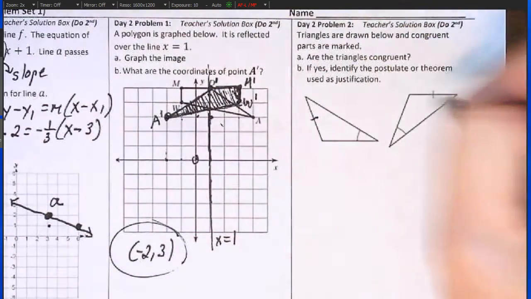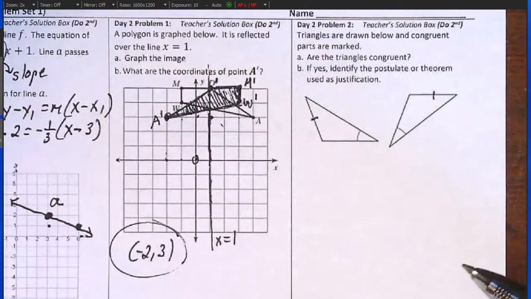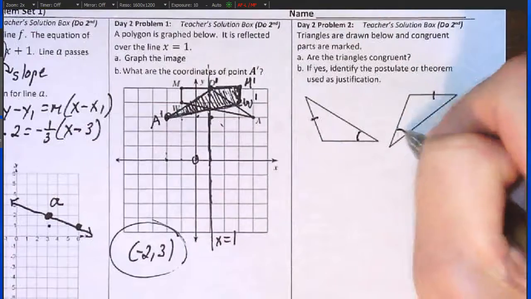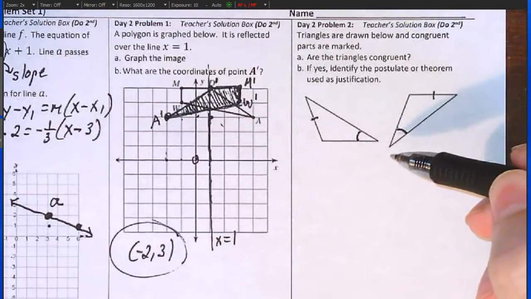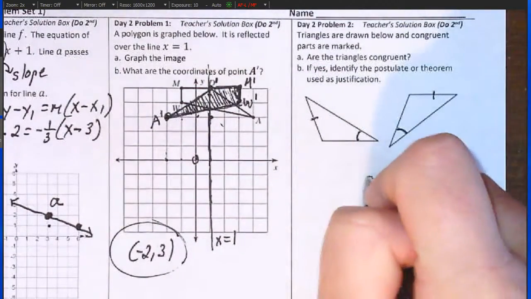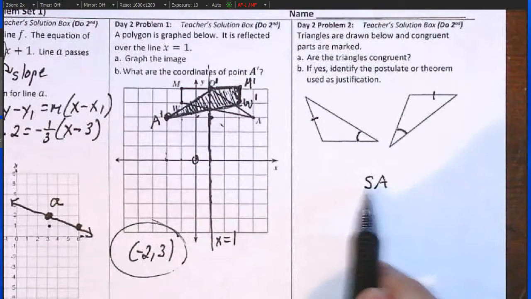We have a side here and a side here that we are told are congruent. That's 1 pair of congruent sides. We have an angle here and an angle here that we are told are congruent. That's 1 pair of congruent angles. With 1 pair of sides and 1 pair of angles, and only that information given to us, is that enough to know for sure that the triangles are congruent?